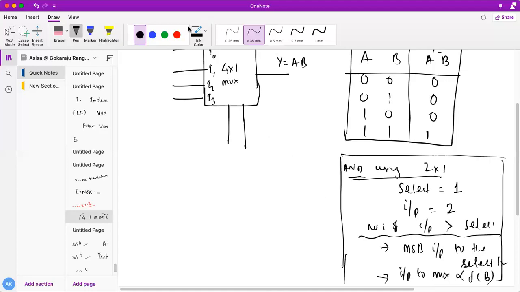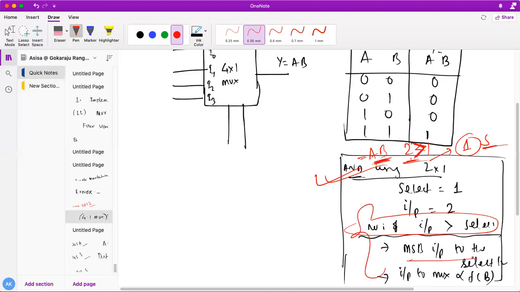This funda I have used actually when my number of inputs is greater than select lines, because an AND gate is nothing else, it's A and B, but select line here in a 2x1 mux is only one select line, which is S. So A and B means here how many? 2 inputs, 1 select line. So 2 is greater than 1. Here number of inputs is greater than the select line. This is the funda. You need to put the MSB input to the select line, and input to the mux will be a function of B.